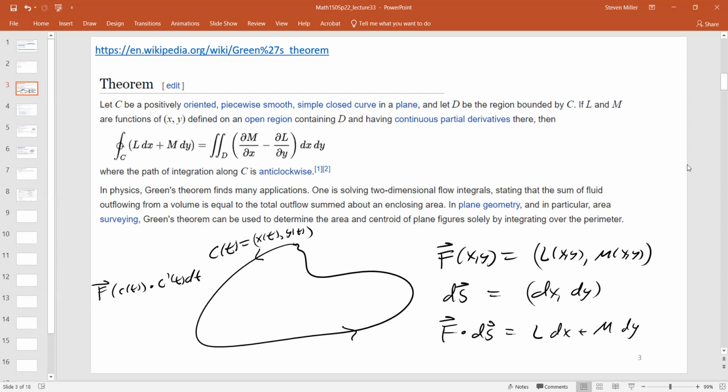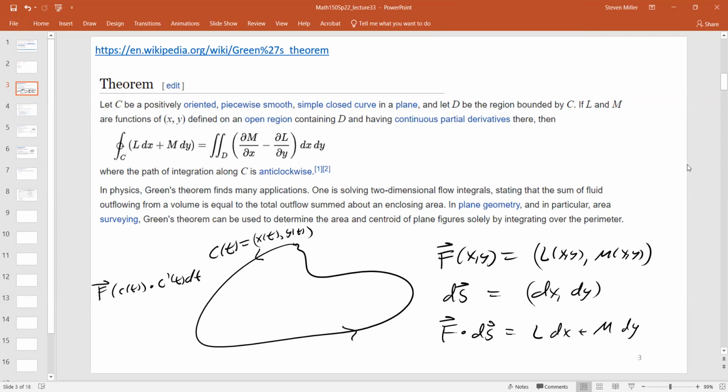We would have some kind of curve. If it's a circle, maybe we would have (cosine t, sine t). If it was an ellipse, maybe it would be (2 cosine t, 3 sine t), something like that. And then how do we evaluate? It's F(c(t)) dotted with c'(t). If I have two vectors and I dot them, what do I get? I get a number. Okay, that'll give me a number as I go around.